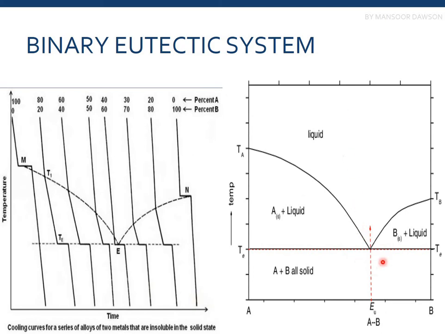Let's look at this one. This is called the eutectic point. At this point, the liquid is directly converting to two solids, A plus B. The composition at this point is called the eutectic composition, and the temperature at this point is known as the eutectic temperature. So this is the eutectic point, and the system is called the eutectic system.